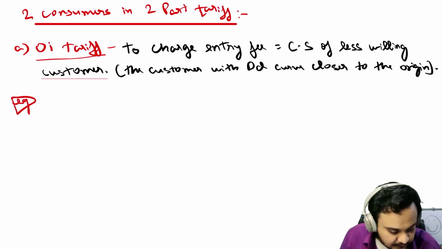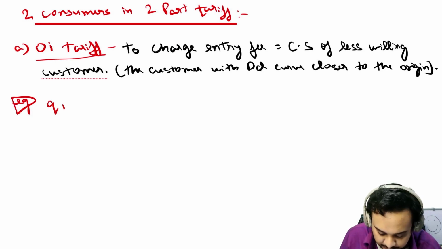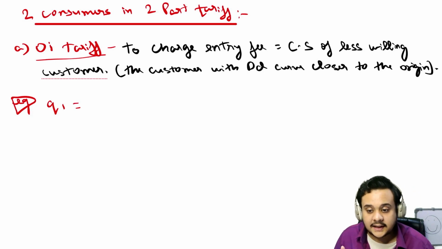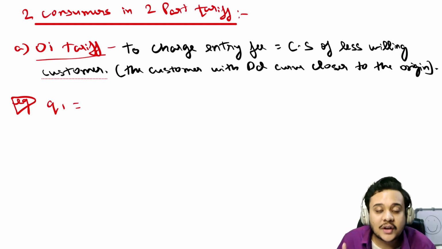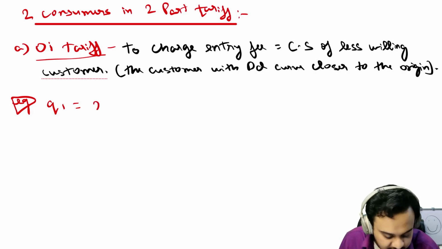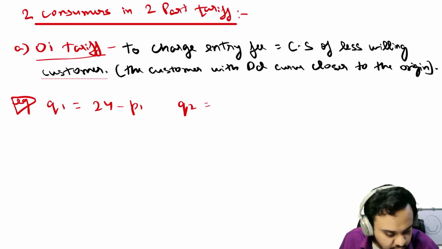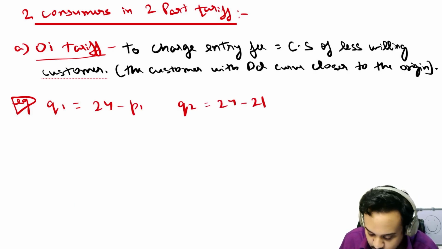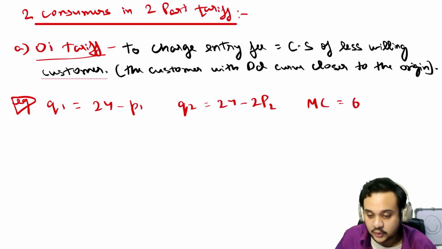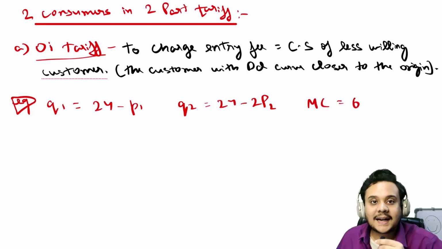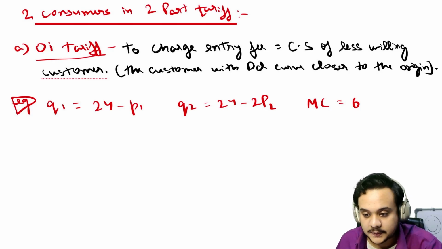This is your example. Because there are two customers in this case, both of them have a different demand curve. So we are going to have two different quantity equations. The first one is Q1 is equal to 24 minus P1. For the second consumer, we have Q2 is equal to 24 minus 2P2, and the marginal cost is going to be the same for both, which is just the cost of producing one additional output at 6 rupees.